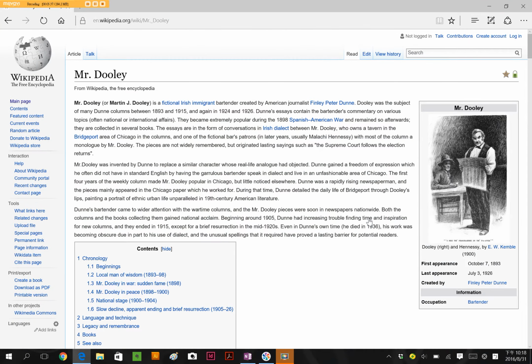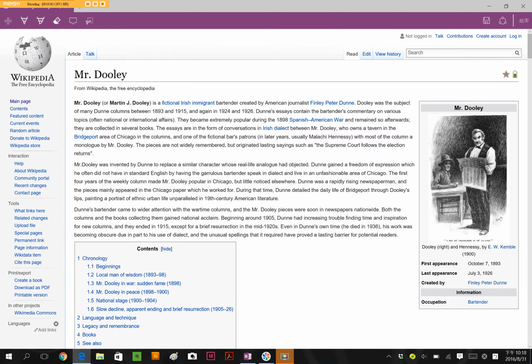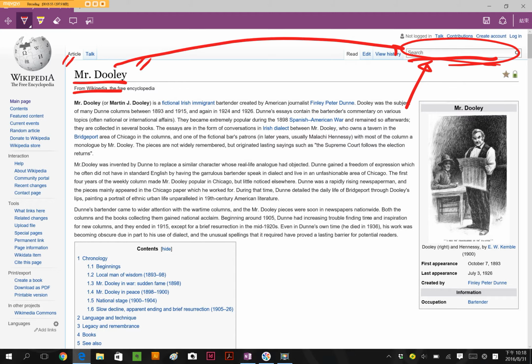Okay, students, now I'm going to show you how you can find this story. If you wonder where you can find this story from Wikipedia, I'm going to show you how. First, from the top right-hand side, you can see the search menu from Wikipedia. All you have to do is find the article title for today, input it into the search menu, and you can find this great article. And the article title for today is Mr. Dooley.